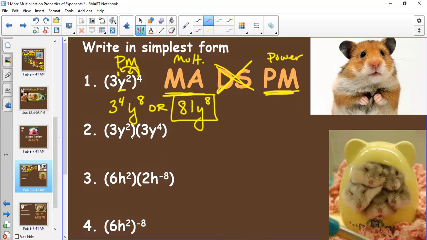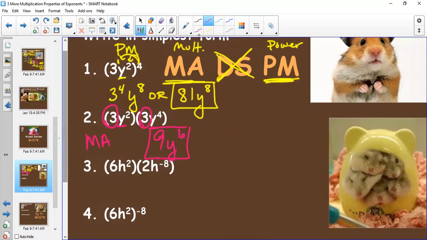Notice we have 2 parentheses here. This is not raising something to a power. This is the MA that we learned last week. Okay, so M stood for to multiply coefficients, 3 times 3, 9. And the A stood for adding your exponents. So we kept the base and we add our exponents to get 6. So 9y to the 6 would be our answer on this one. Number 3.